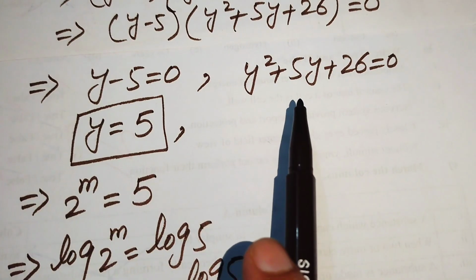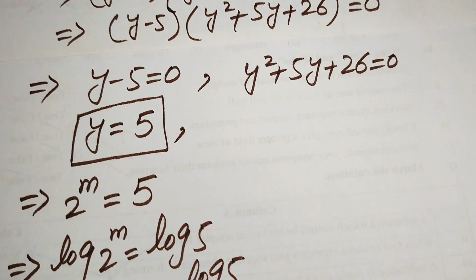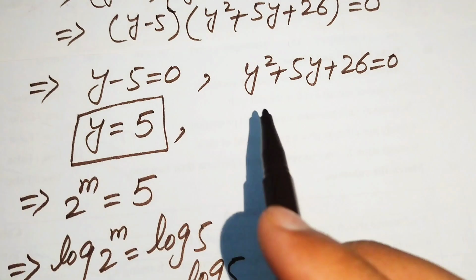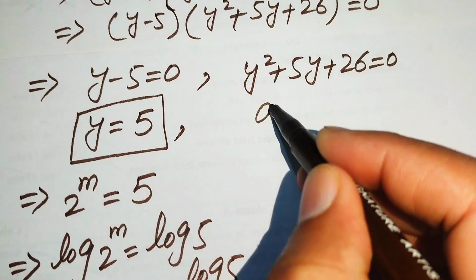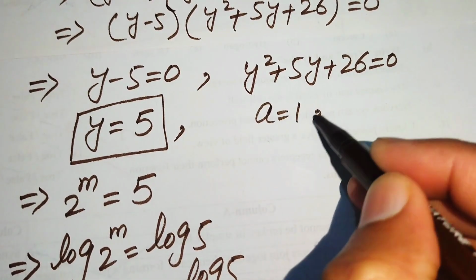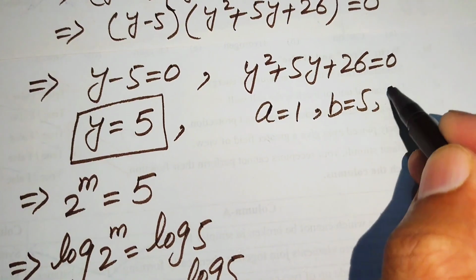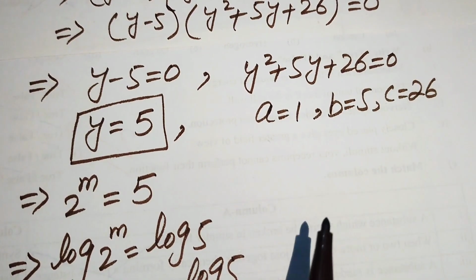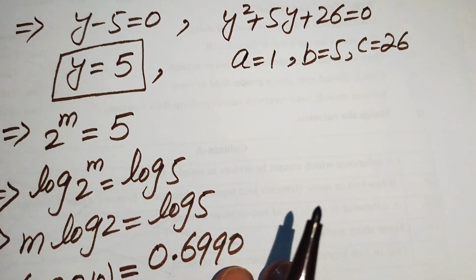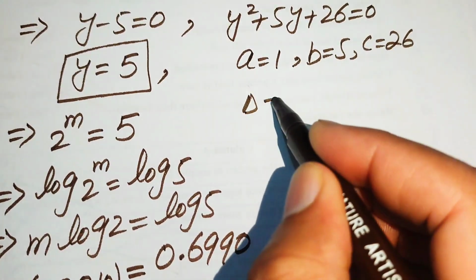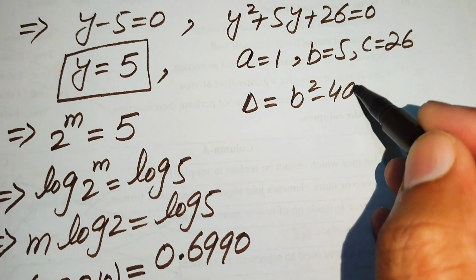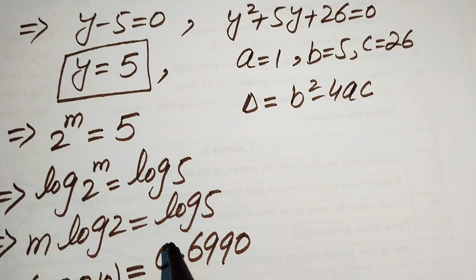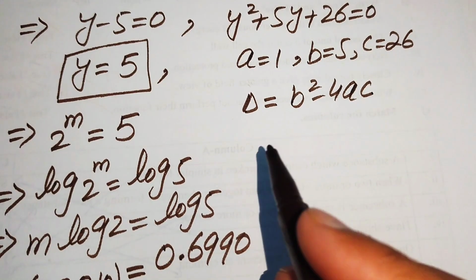Now this is our second case, and first we check whether it has any real roots or not. We use the discriminant formula to check the roots of this equation. First we write the coefficients: a = 1, b = 5, and c = 26. The discriminant formula is delta = b² - 4ac.